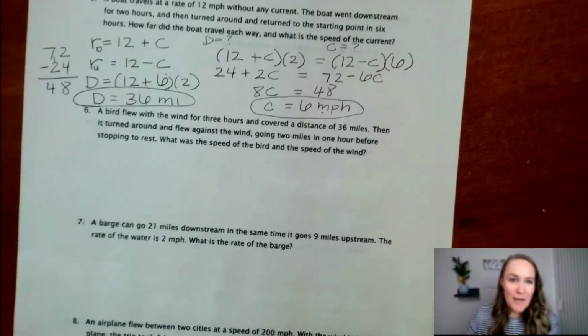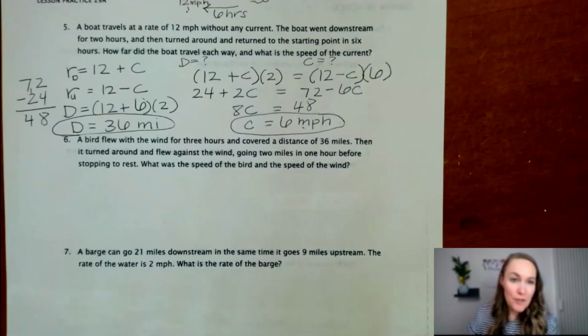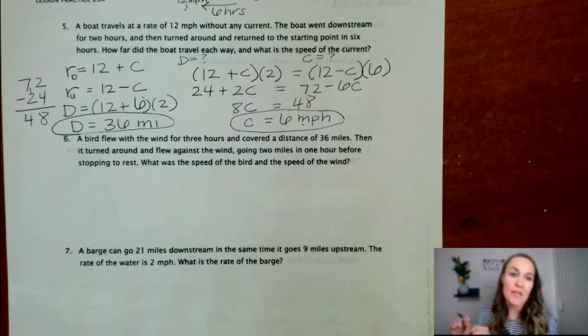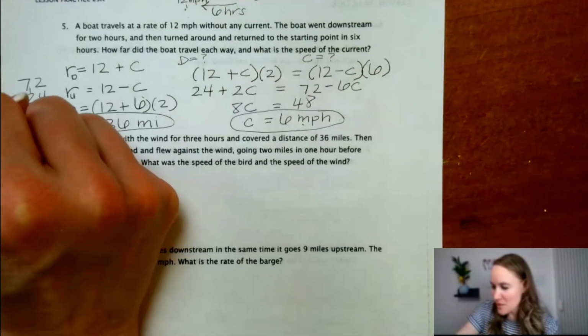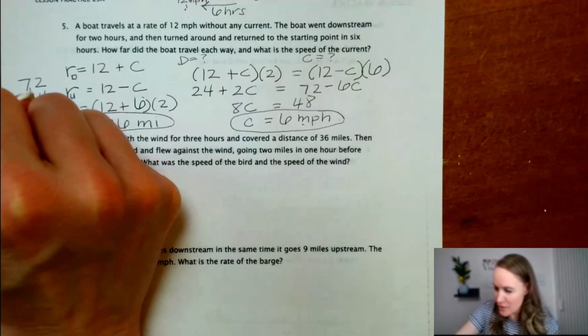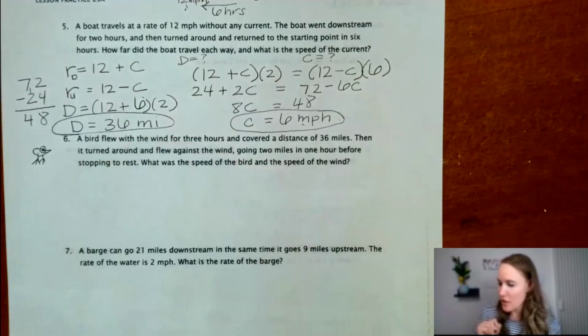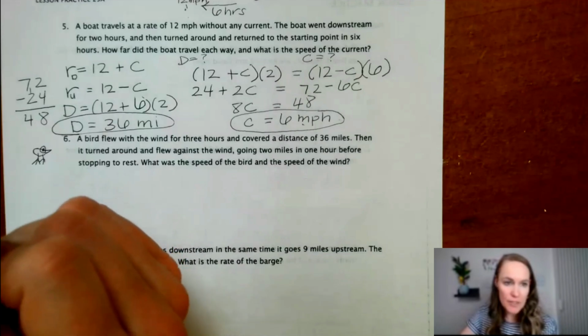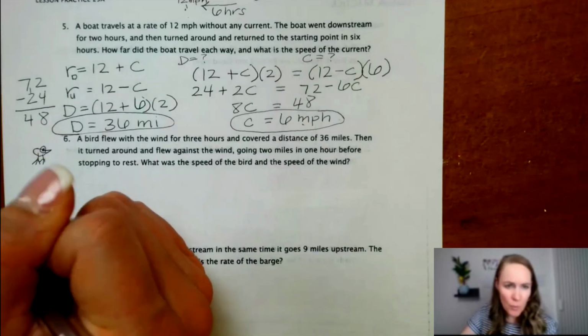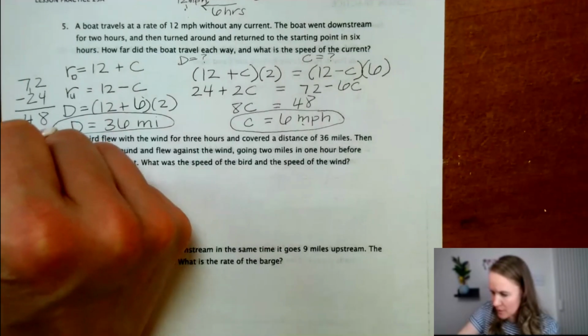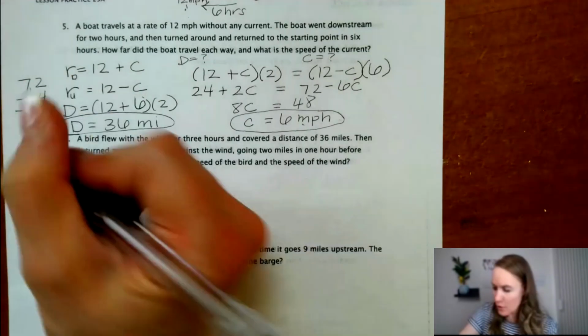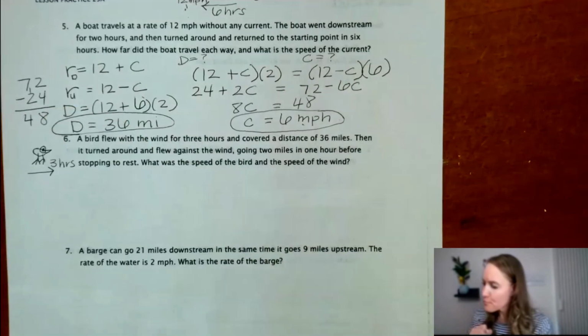All right, number 6. A bird flew with the wind for 3 hours. Okay, so this is going to be very similar, but instead of current, we're going to have wind. So let's draw a bird. And I am such a great artist here. Have a little bird here. And the bird is going to fly with the wind for 3 hours and covered a distance of 36 miles.